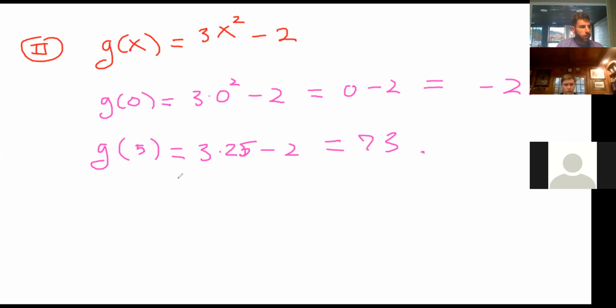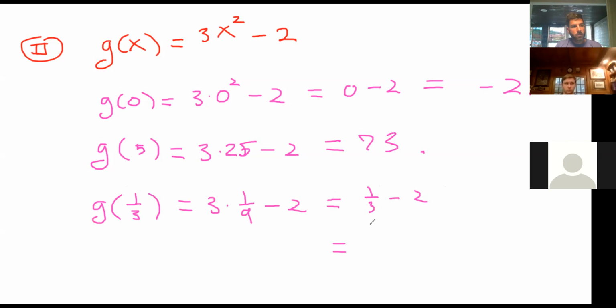Now, one of the things that many of you hate: what if I plugged in 1/3? Now I have 3 times a ninth minus 2, which is 1/3 minus 2, which becomes negative 5/3, if we can do our arithmetic.